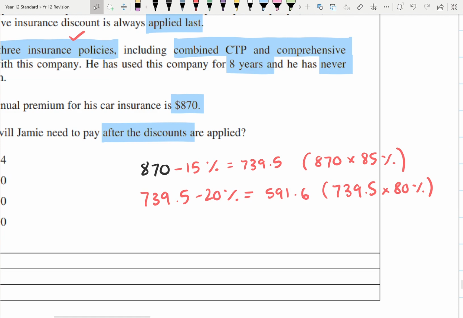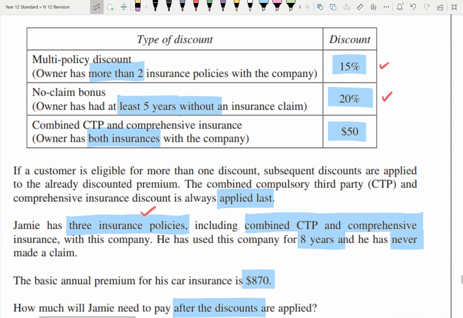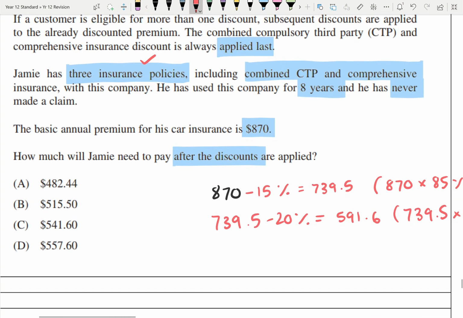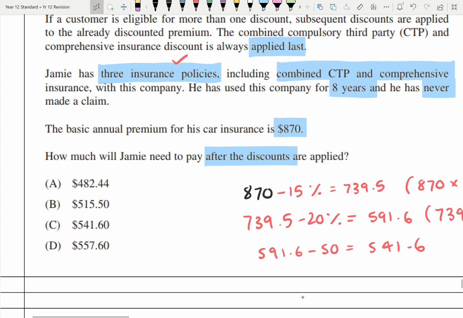Okay. Last thing, he has both insurances with the company, which is a combined CTP and comprehensive, so he gets that one as well. So he's going to have finally 591.6, take away $50. Should be 541.6. Now we want to have a look at our answers, and beautiful, one lines up. And that's it. Multiple choice done.